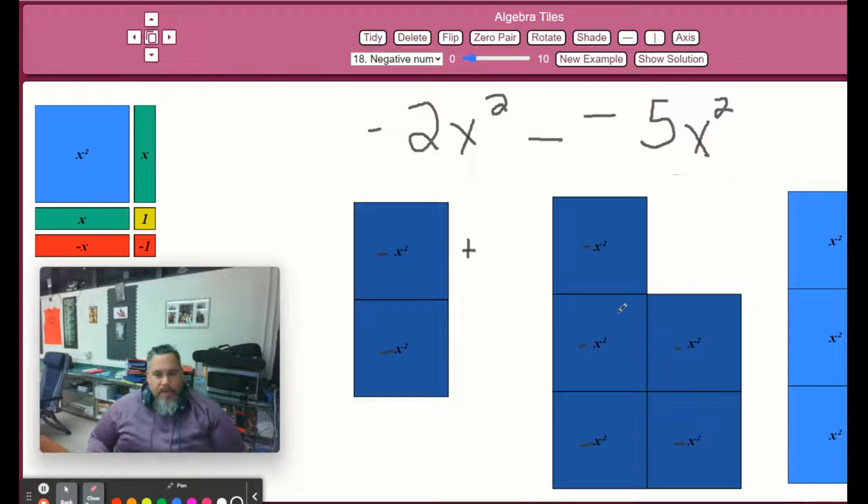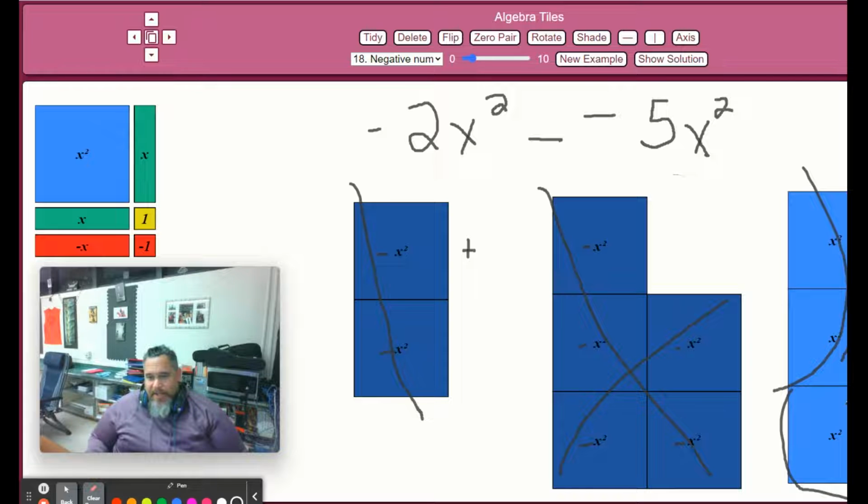Okay. So at this point, I do have 5 x squareds I can take away. I'm going to take away all of these guys. Then I have some zero pairs going on. I've got these two negatives, we'll cross them out with these two positives. And so my remaining answer is these three right here, 3x squared.